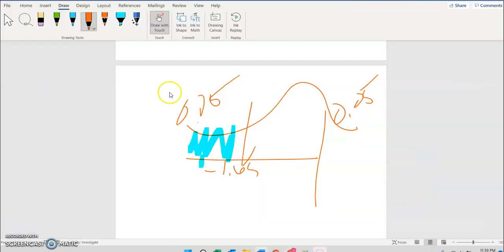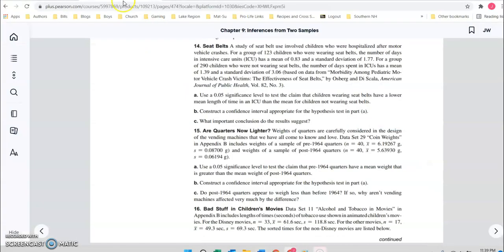Okay, hold on a second. Going back to my problem. So construct a confidence level. So there's my confidence interval. And that also then would tell me to reject that, hey, this is always negative. I am seeing a difference. What important conclusion do the results suggest? Well, this suggests that wearing seatbelts shortens ICU stays, which is a good thing. So in other words, wear your seatbelts.